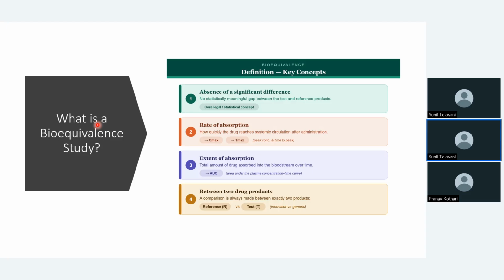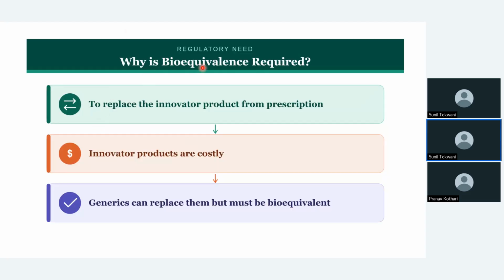Now coming to our second question. Why is bioequivalence required? Whenever a new product, an innovator product, is introduced, the company has done a lot of research over it. So to make profits, they keep the price very high. The cost of the innovator drug is very high. And what happens after their exclusivity is over, after 8 years, 10 years, is that generic players can enter.